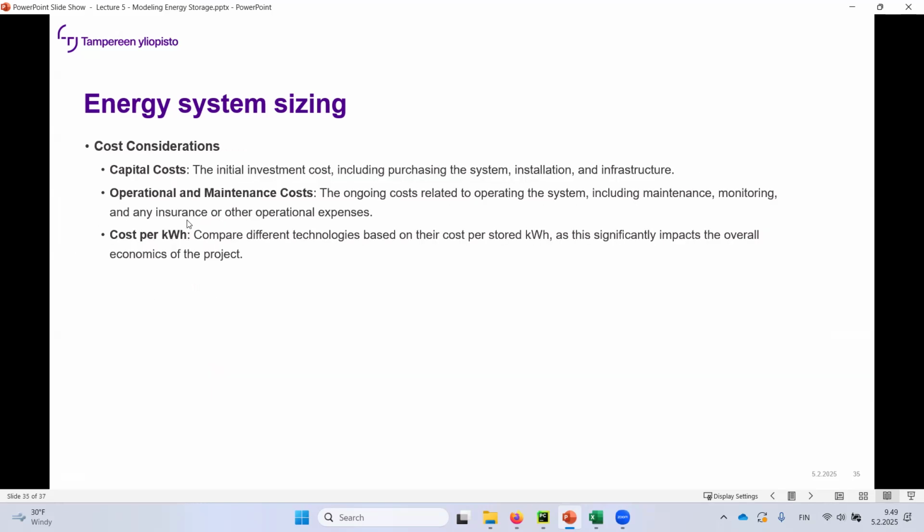Cost considerations. Capital cost. Remember, whenever you have a high capital cost, then the system has to have high operating hours. Otherwise, it's not sufficient. Or then you have a market gap. You've discovered a market gap that nobody else has discovered. But these systems are highly competitive. So if you want a system with high capex, then you have to have high operating hours.